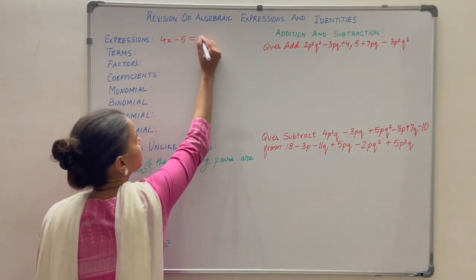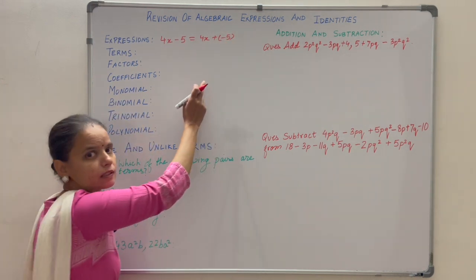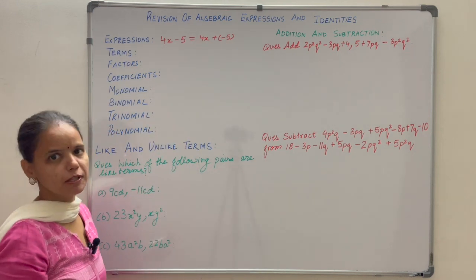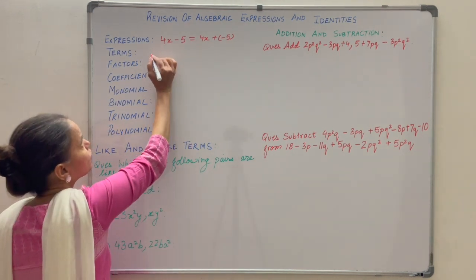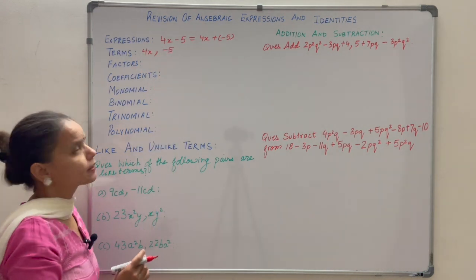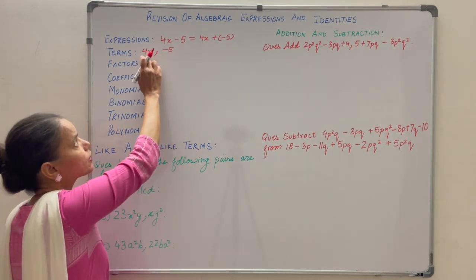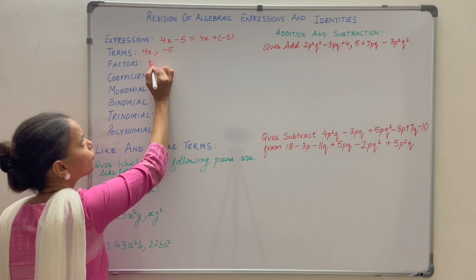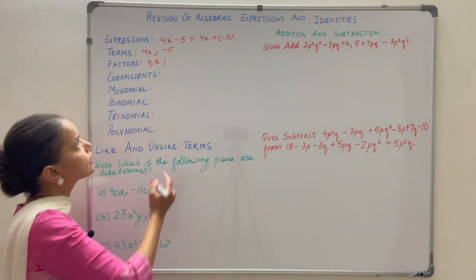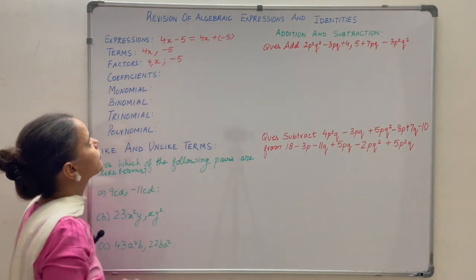So this can be written as 4x plus of minus 5. Here the terms 4x and minus 5 are added to form this expression. So what are the terms here? 4x and minus 5. A term is written as the product of its factors. So what are the factors for 4x? 4 and x. You multiply 4 and x, you get 4x. There is only one factor for minus 5, that is minus 5.